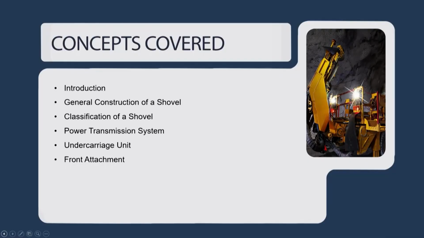So, today we will be starting with the power transmission, that is the mechanical transmission that happens in a shovel. This topic would be covering, first the introduction of what a shovel is, then the general construction of a shovel, then the classification of a shovel. Thereafter we will discuss in detail the power transmission system, of how the power transmission happens through the different mechanical components in a shovel. Thereafter we will go to the undercarriage unit and the power transmission in the front attachment.